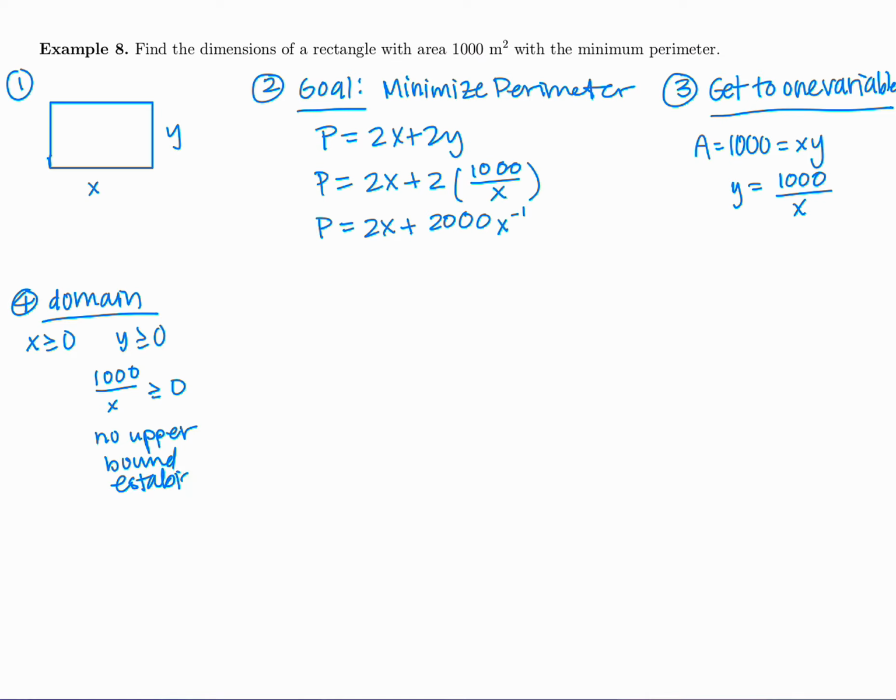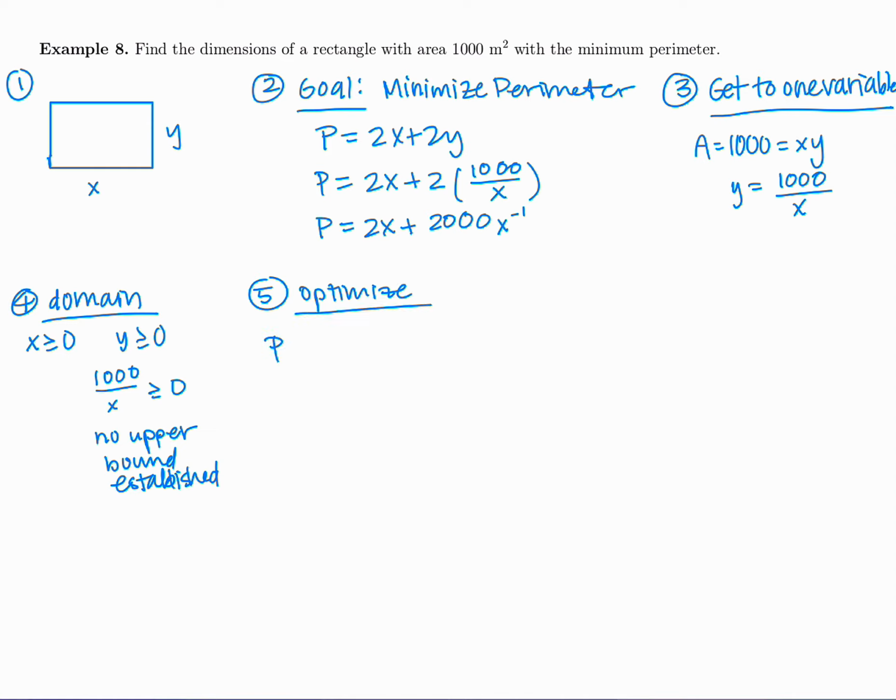which means we're going to have to use a slightly different method for finding the max or the min. We don't have the extreme value theorem anymore. We have a continuous function, but no longer a closed interval. So we're going to have to figure this out using some different methods than the extreme value theorem. Okay, so step 5, we need to optimize.